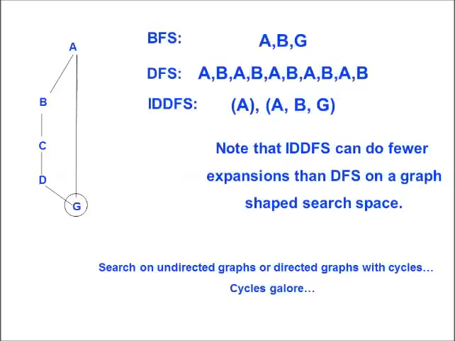Now, let's make our life miserable by saying that all of these are undirected edges. Now tell me, what does breadth first search do? A, B, G, right? What does iterative deepening depth first search do? A, B, G. What does depth first search do?